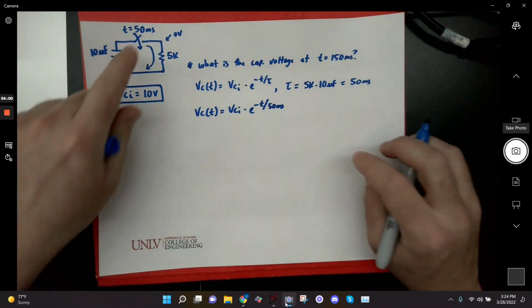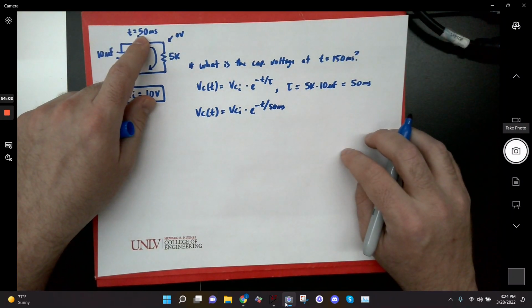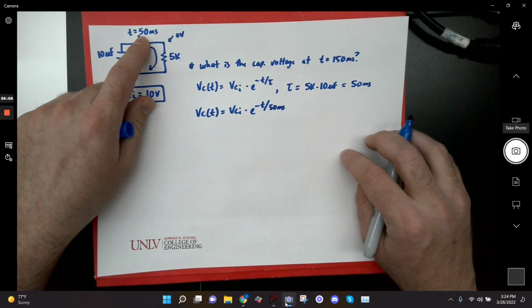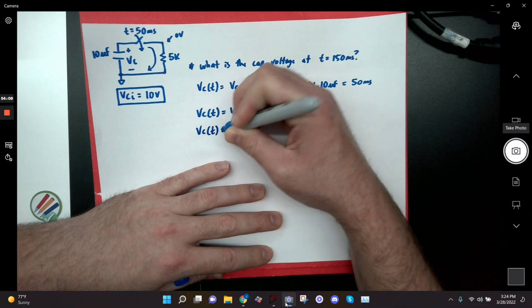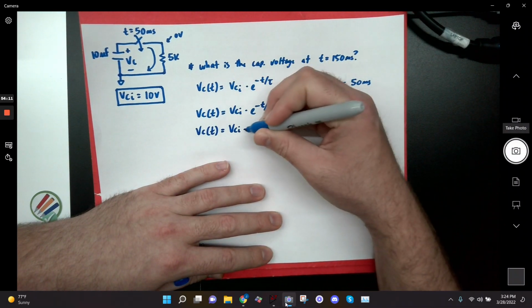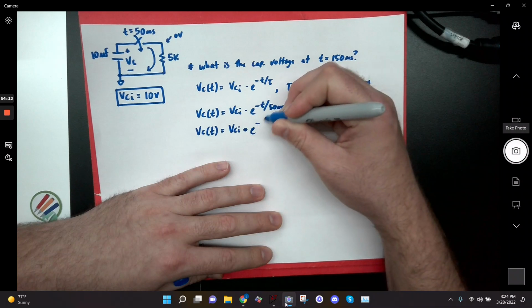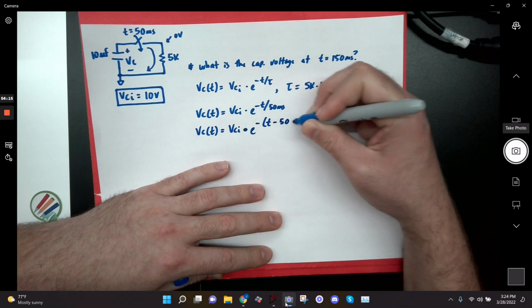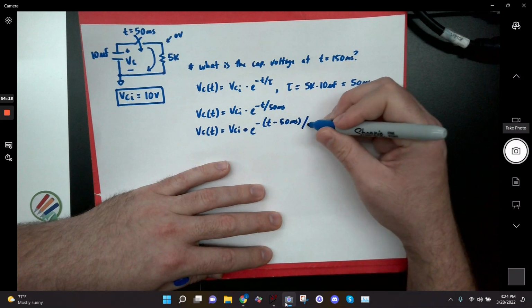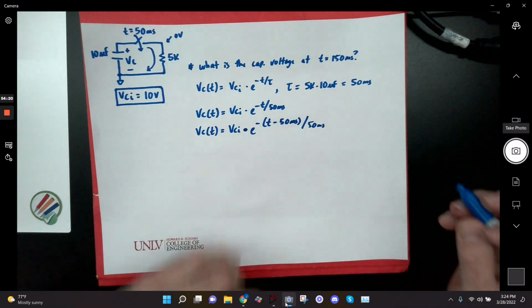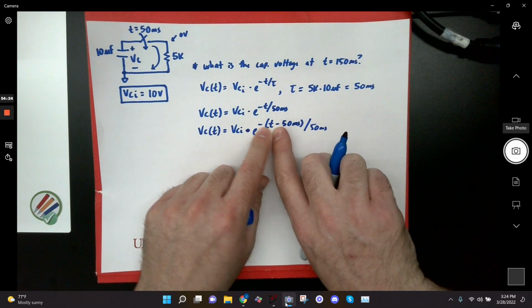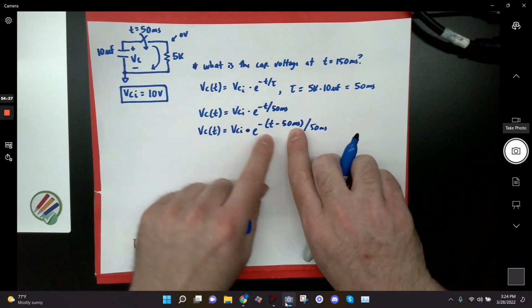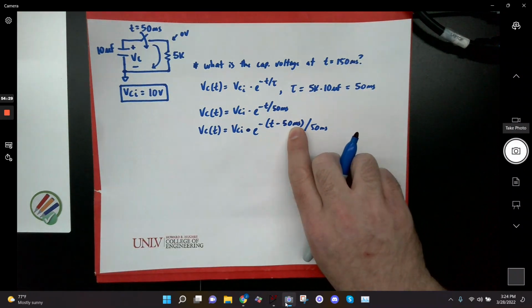However, I did say that my switch closes at t equals 50 milliseconds, right? So if I wanted to write the correct form of this equation, I have to subtract out that 50 milliseconds up here: t minus 50 milliseconds over 50. Because now if I put in time t equals 50 milliseconds when the switch closes, I'm going to get 0 here, which is basically my time 0, because that's when the switch closes.